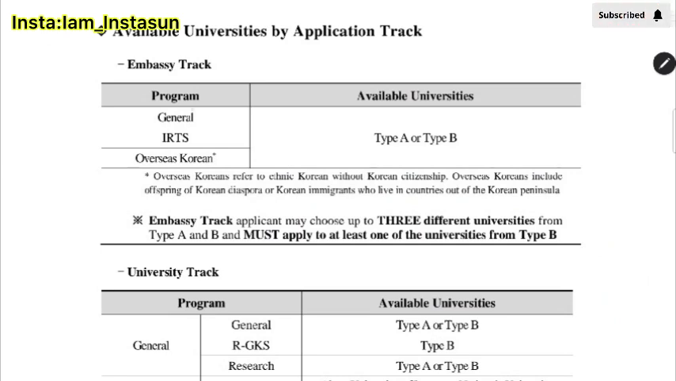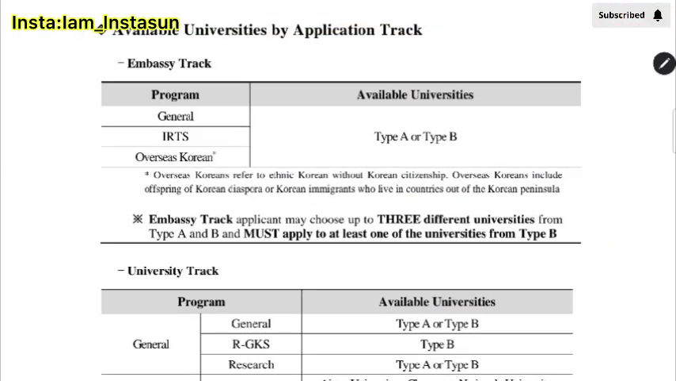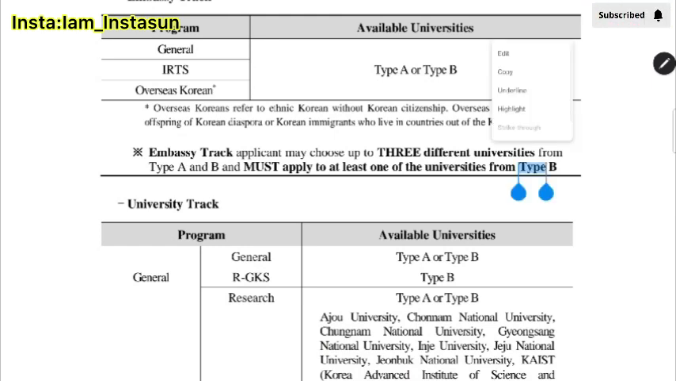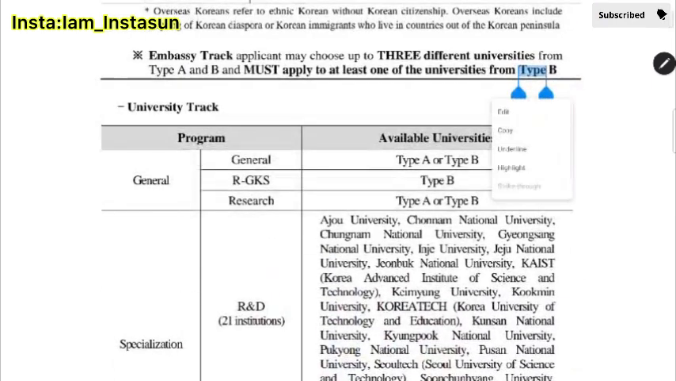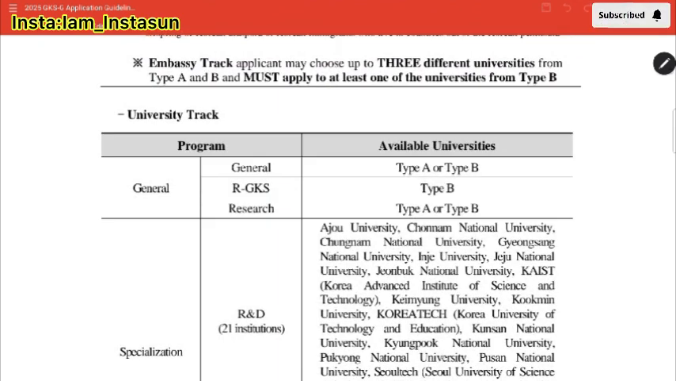For embassy track, general, IRTC, and overseas Korean, there are three categories where you can apply, because it's embassy track, you can apply for a total of 3 universities from type A or type B, and you have to apply to at least one university from type B. You should always remember that, and you should also remember that you should never fill up a type B university in type A or a type A university in type B section. That is considered one of the biggest mistakes. So even if you did the whole application correctly, and you wrote a type A university name in type B, your application might get rejected right away.